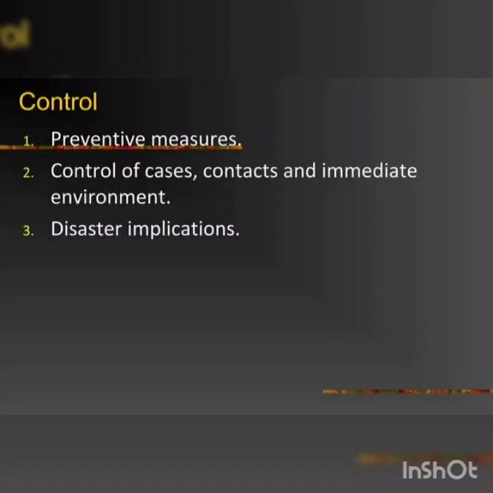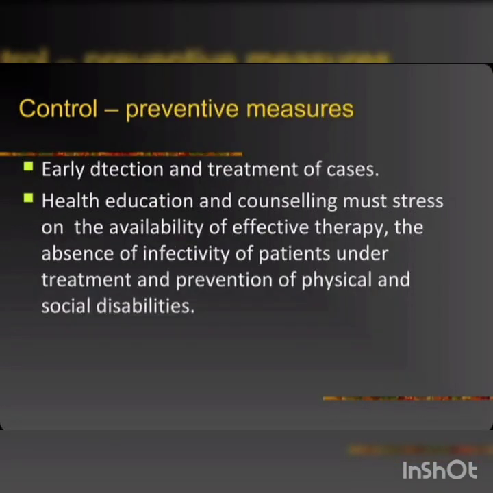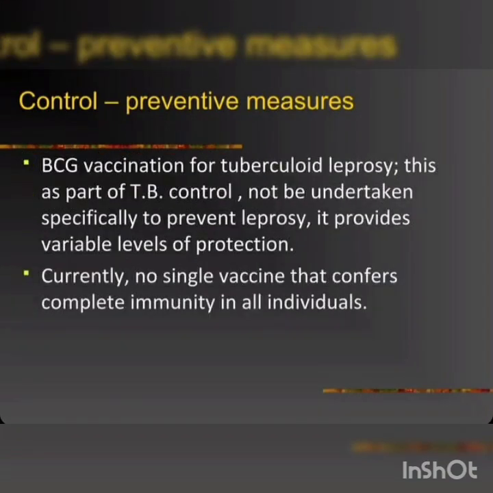Control and preventive measures: control of the cases, contacts and immediate events, and prevent disability implications. Early detection and treatment is the most important thing. Health education and counseling, so identify the lesion and treat properly, that is the most important thing. BCG vaccination for TB is part of TB control, not undertaken specifically to prevent leprosy. It provides variable levels of protection.